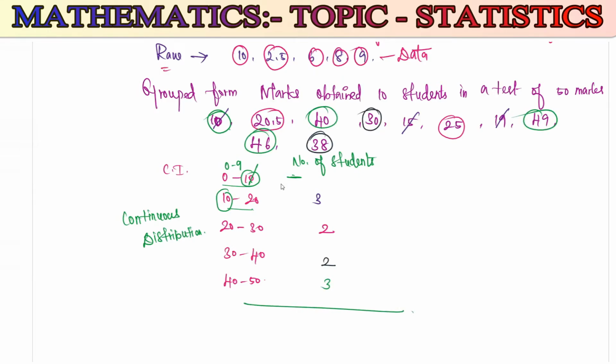Now if you want to find the frequency, the total number of students, just add 3 plus 2 is 5, 5 plus 2 is 7, 7 plus 3 is 10. The total number of students here is 10. Is it clear to all? Once again I will repeat. When you have the continuous distribution, the upper limit is not included in the class interval. Only take the numbers before that. Only this you have to remember.